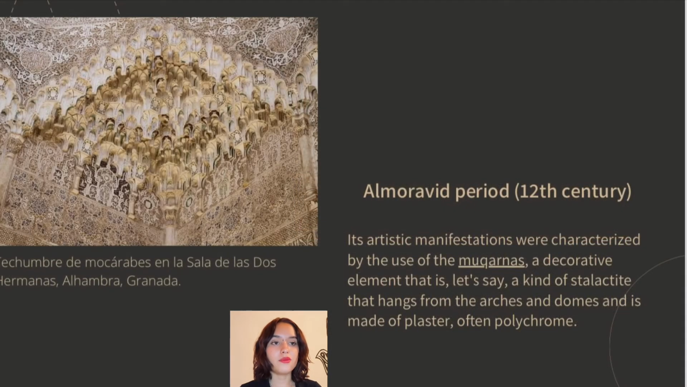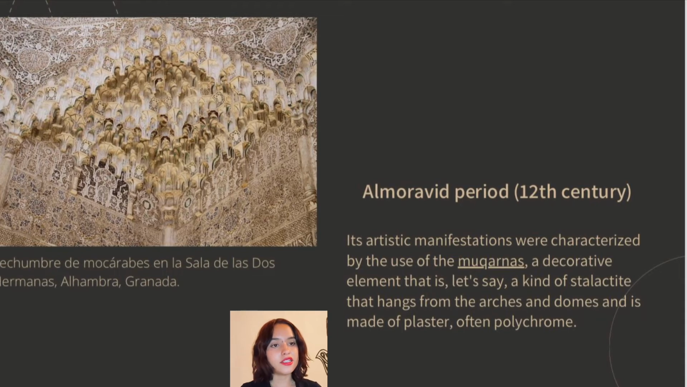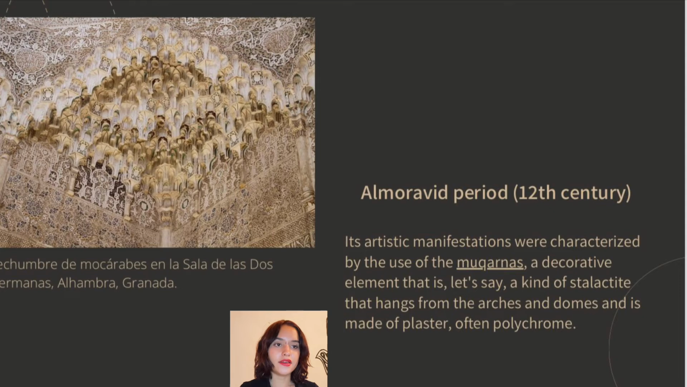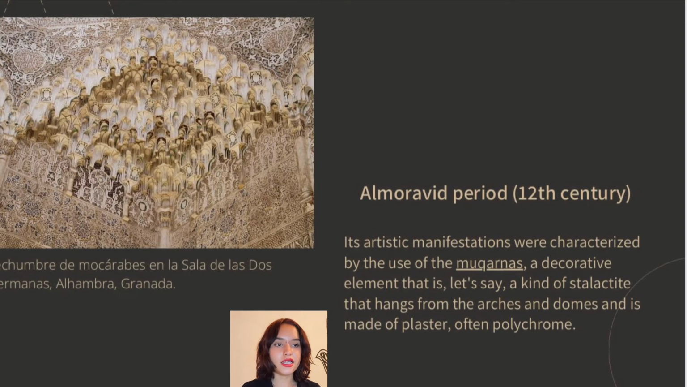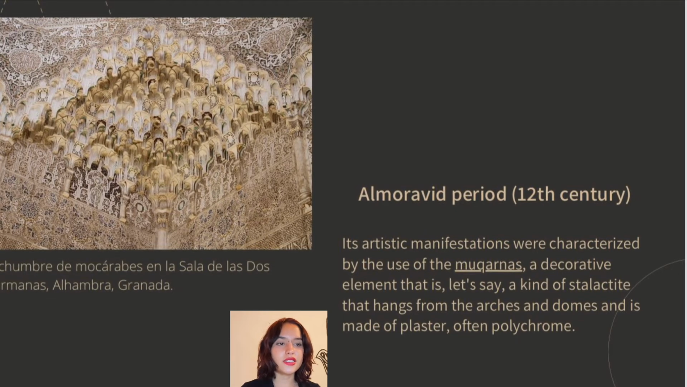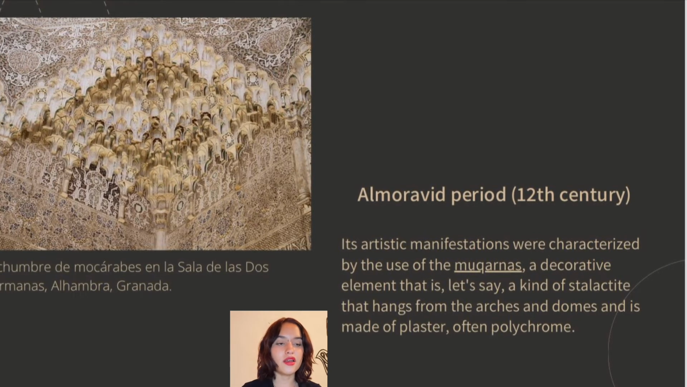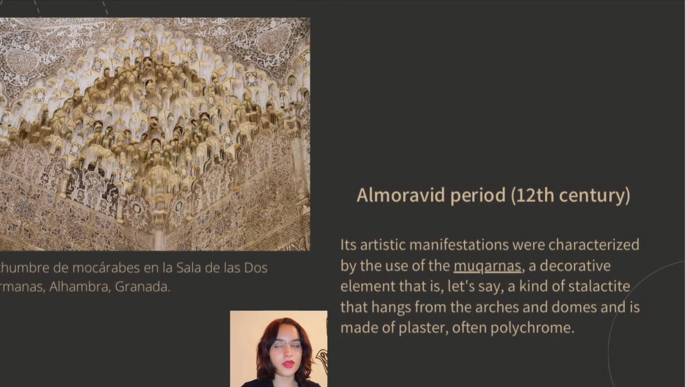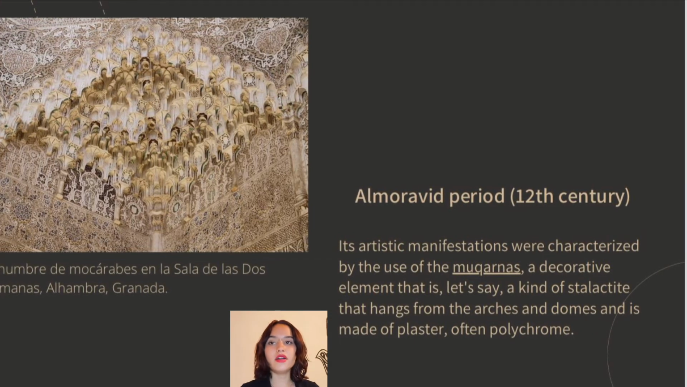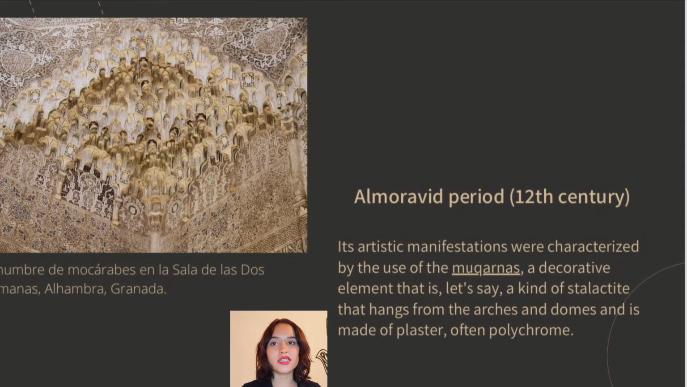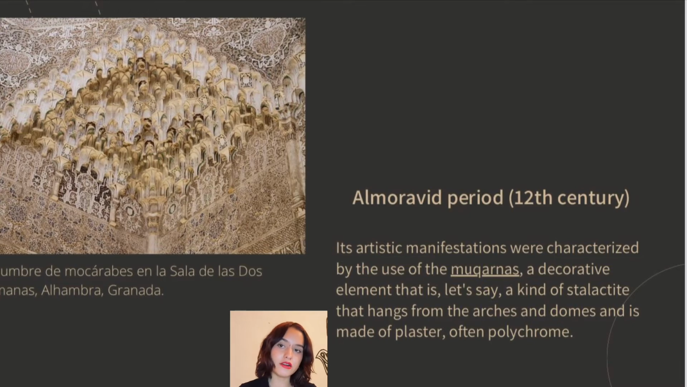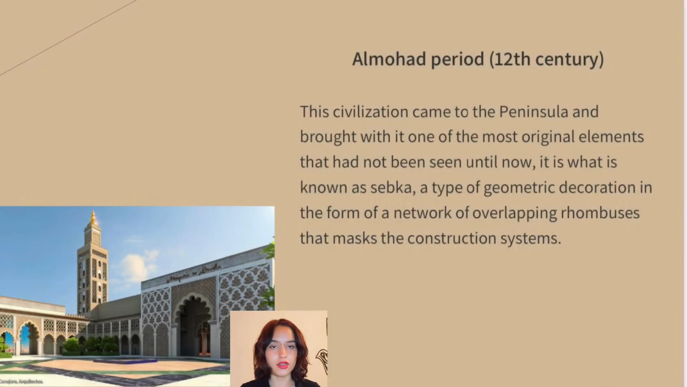Now we have the Almoravid period. Its artistic manifestations were characterized by the use of muqarnas, a decorative element that is a kind of stalactite that hangs from the arches and the domes and is made of plaster, often polychrome. It is an art indebted to the Taifa kingdoms. However, there are hardly any remains and significant samples from this period, the best preserved being those found in North Africa.